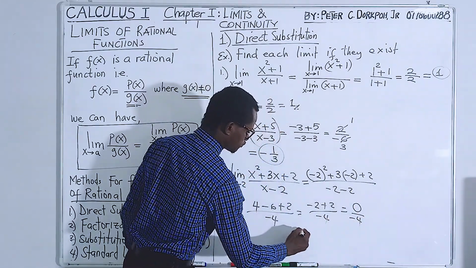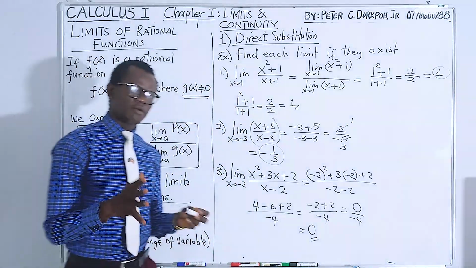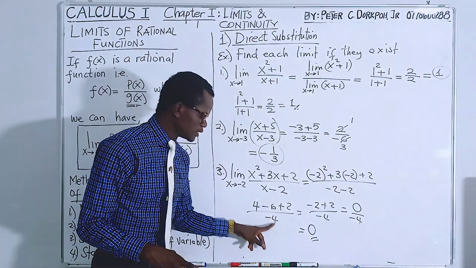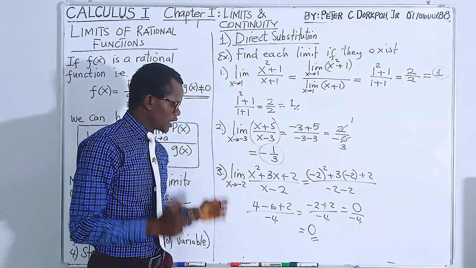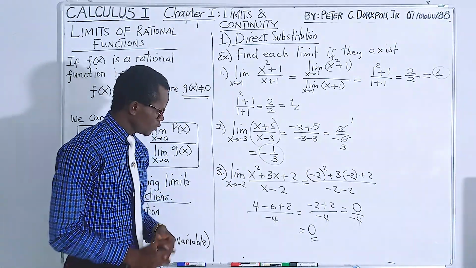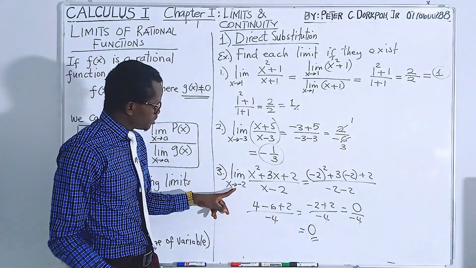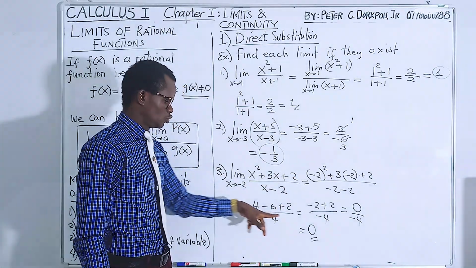0 divided by minus 4 is 0. Now, when 0 is in the numerator, it is accepted. But if 0 is in the denominator, it is not accepted, because 0 should never be within the denominator. So this is the answer. As x is approaching minus 2, this entire function goes to 0.